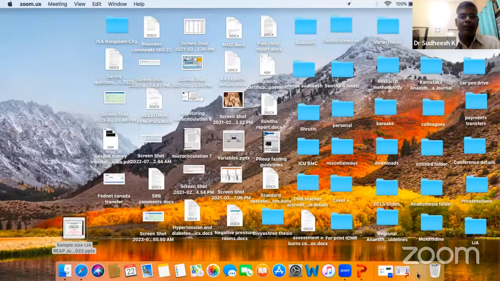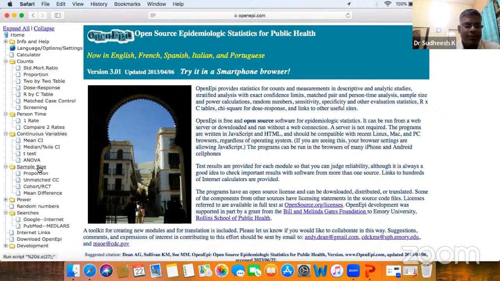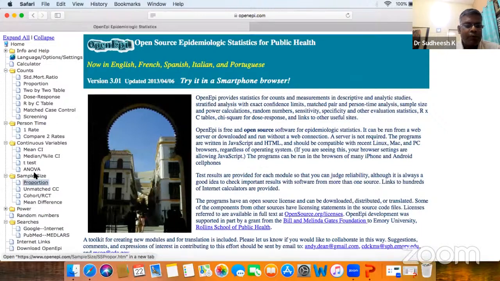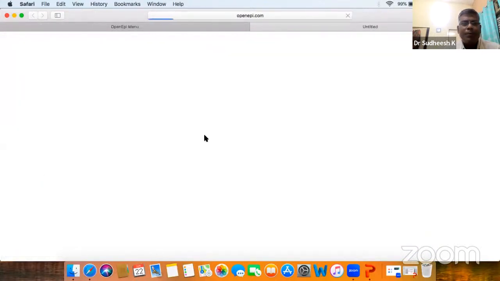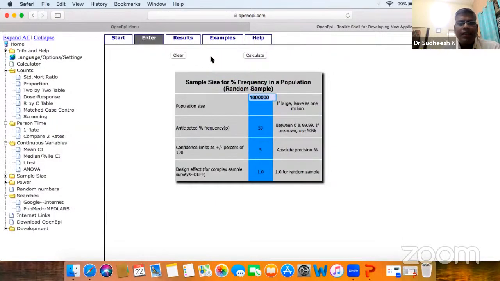So here I opened openepi.com. I don't know how many of them will be able to understand that, but anyways, I'm trying to make that simple. So I go here, I opened OpenEpi. In that I clicked on sample size and I clicked on proportion. So if I open that proportion page, you come across a page like this, where you have population size, anticipated frequency, etc. So I click on that, enter new data.